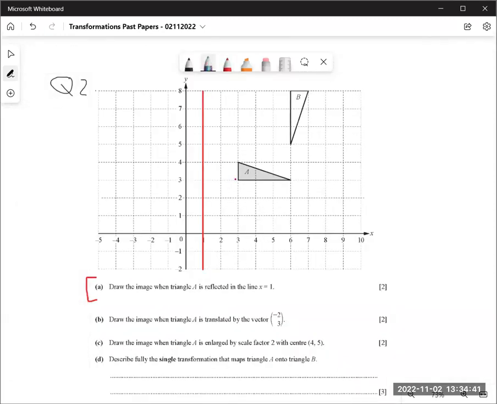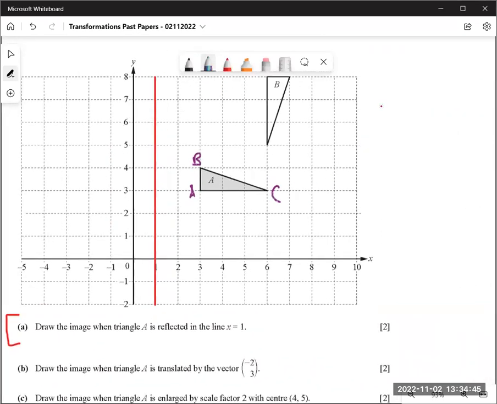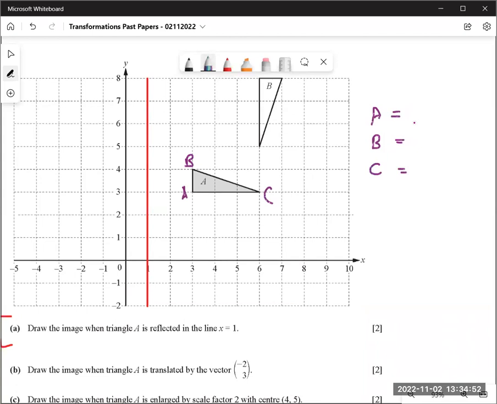Let's label the points first, right? A, B, and C. First, give me the points. What are A, B, C? Okay, A is 3,3, B is 3,4, and C is 6,3. 6, 3. Now okay, A dash, I got it. How to do center of rotation.